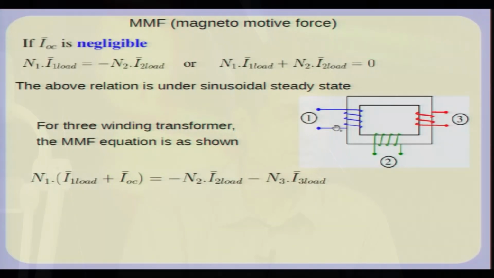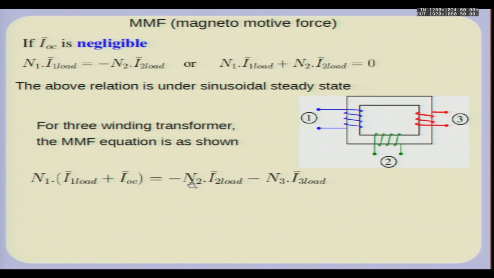And again, if we see the MMF relationship here, you will find that this holds. Okay. So, remember this minus sign is because the currents are going into the dot. Okay. That is one important thing.